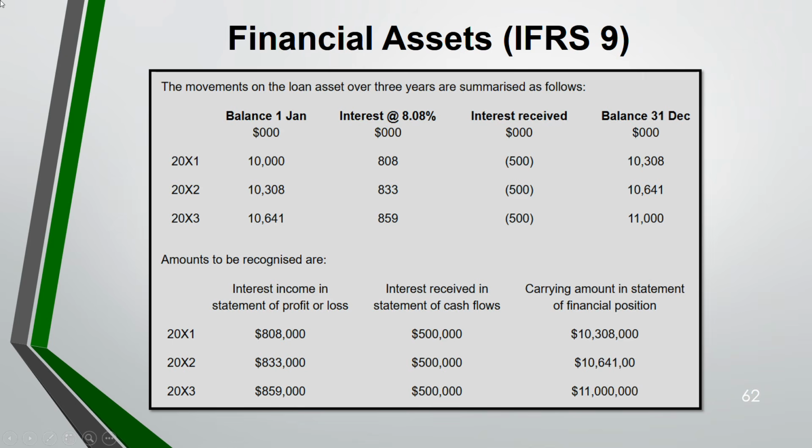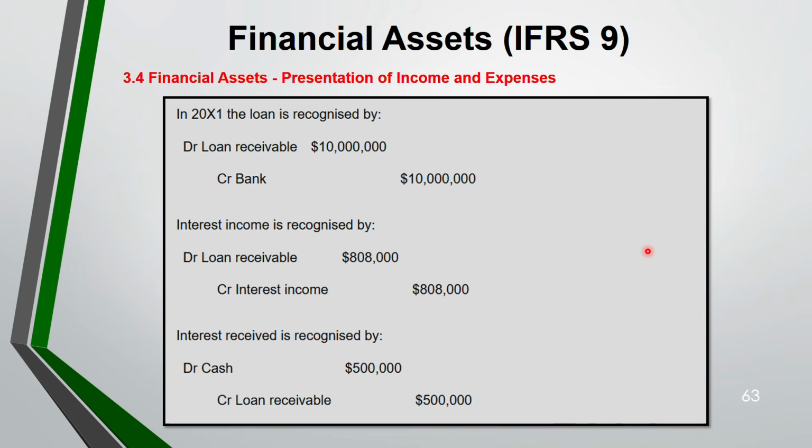So the solution for activity 3 is right there in front of you. We started with 10,000, added this 808 and deducted 500, which is 5% on this, and got our balance ending at 11,000. Now this 3 figure will go as interest income in the statement of profit and loss. This 500 will go in your statement of cash flow as interest received, and this is the carrying amount of your financial asset.